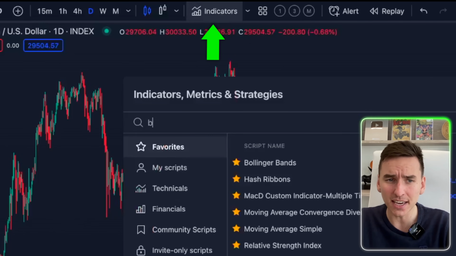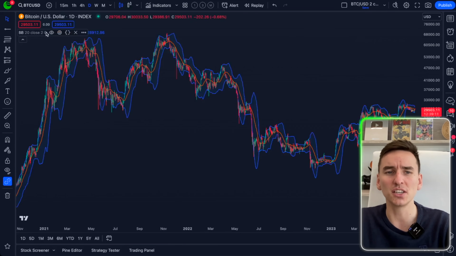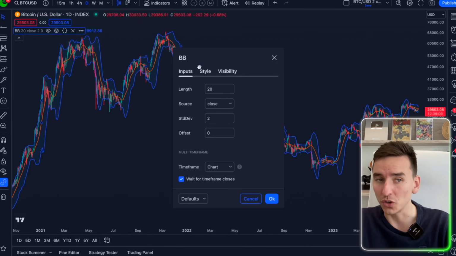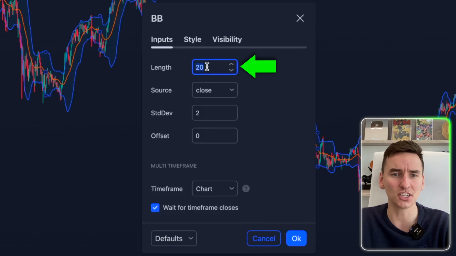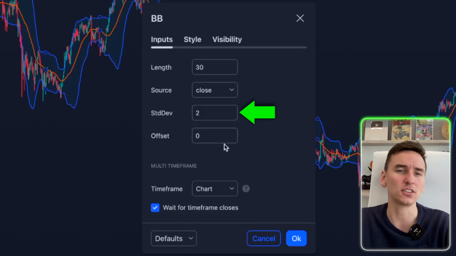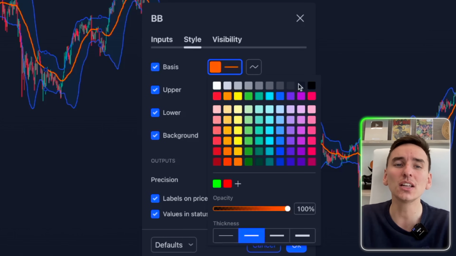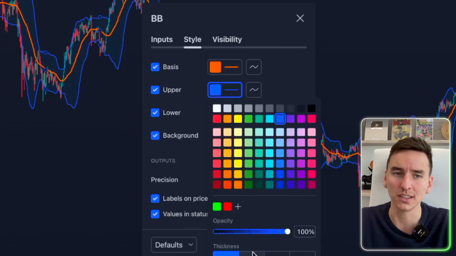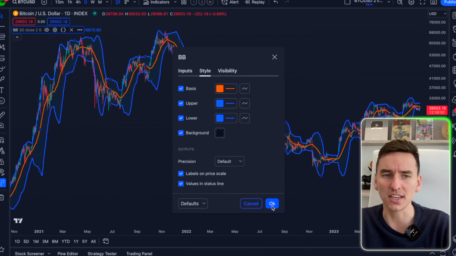Now, go to the indicators, type Bollinger Bands, and click on this one. Then you'll need to change the default setting right over here for this specific trading strategy. Go to the length section, set it as 30, and keep the standard deviation at 2. If you want to customize your choice, don't forget that the center line represents the moving average based on the length value, and the lower and upper lines are standard deviation lines.